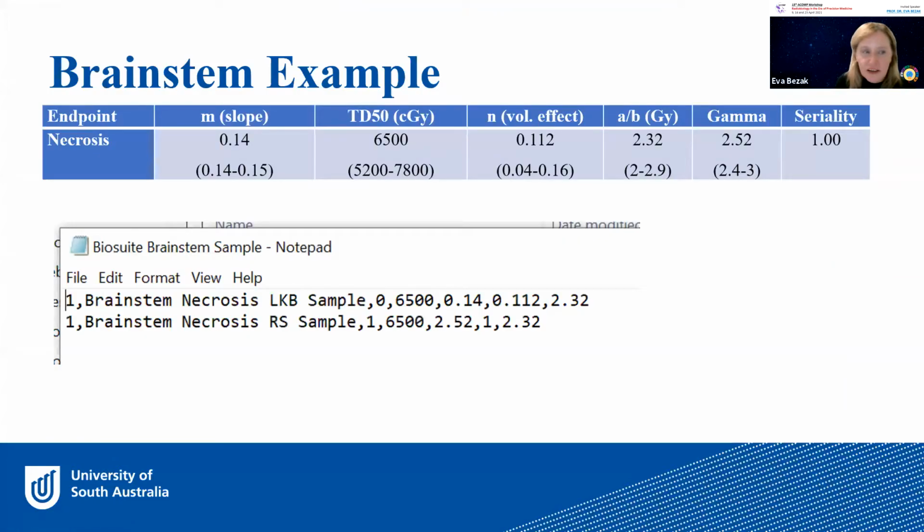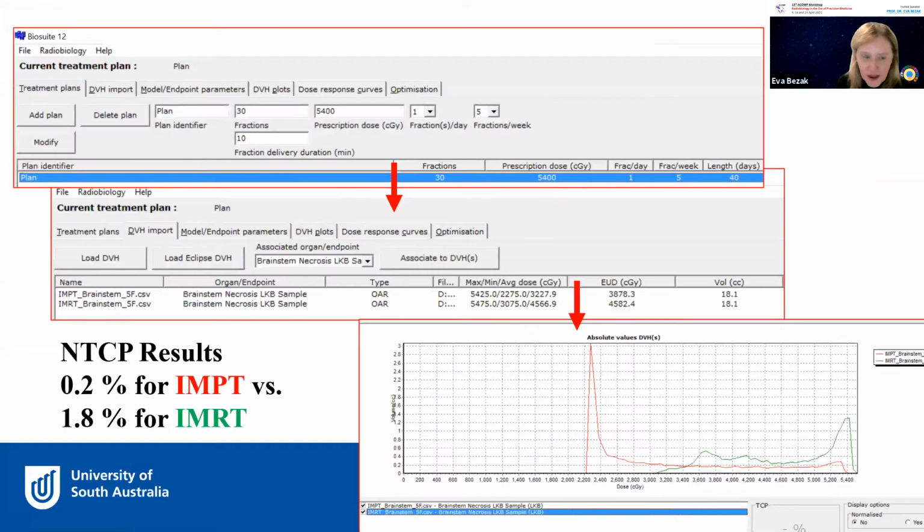So here are some of the examples. We looked at the brainstem. Our endpoint is necrosis. And these are the parameters that we found in the literature, and these are the ranges of the data. We put it into the software, and the software will then calculate the results for us. You can import your DVHs. You can also give the dose prescription: how many fractions the patient has, what is the total dose, how many fractions per day, and how many fractions per week. And we used the Lyman-Kutcher-Burman model.